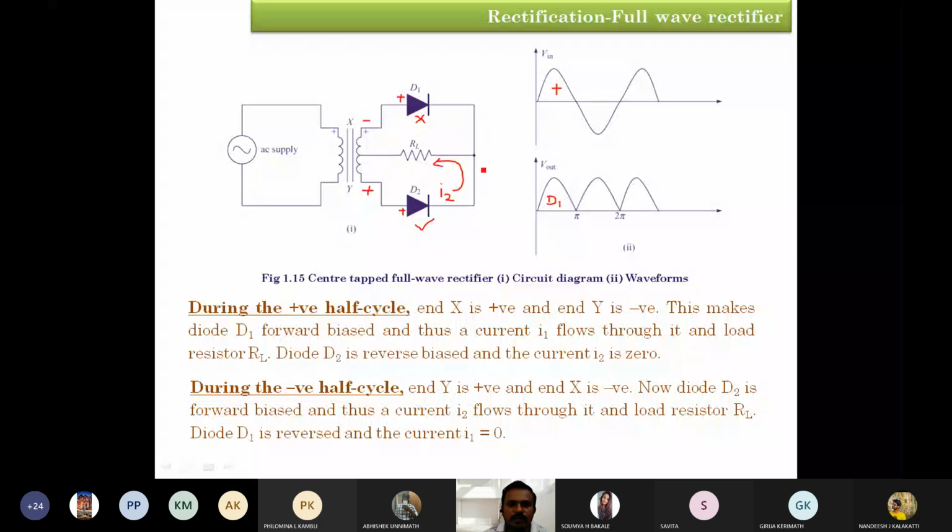At this node, there is a split in the current I2, but no current is going to flow towards diode D1 because diode D1 is in the off mode. Therefore, the load resistor is going to conduct the current during the negative cycle of the input. The output also has positive polarity, positive values, due to diode D2 under forward bias condition. This phenomenon is going to continue for all positive and negative cycles of the input.